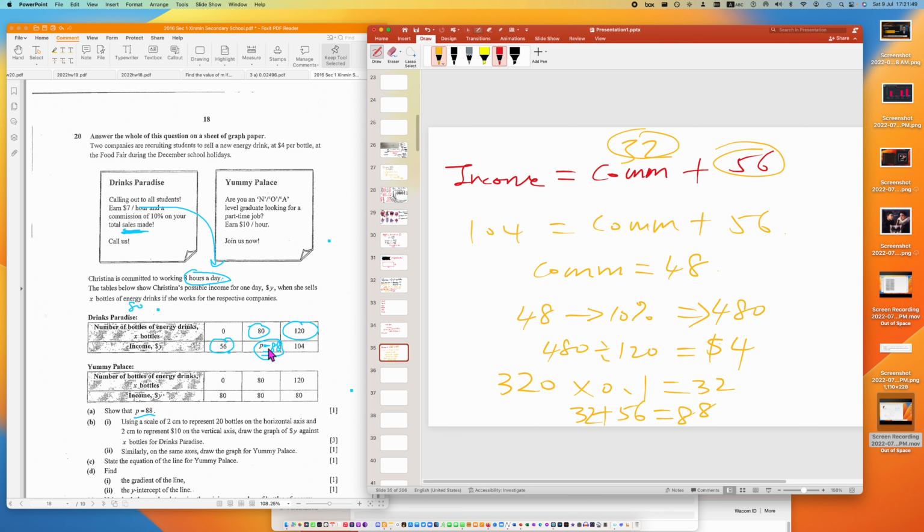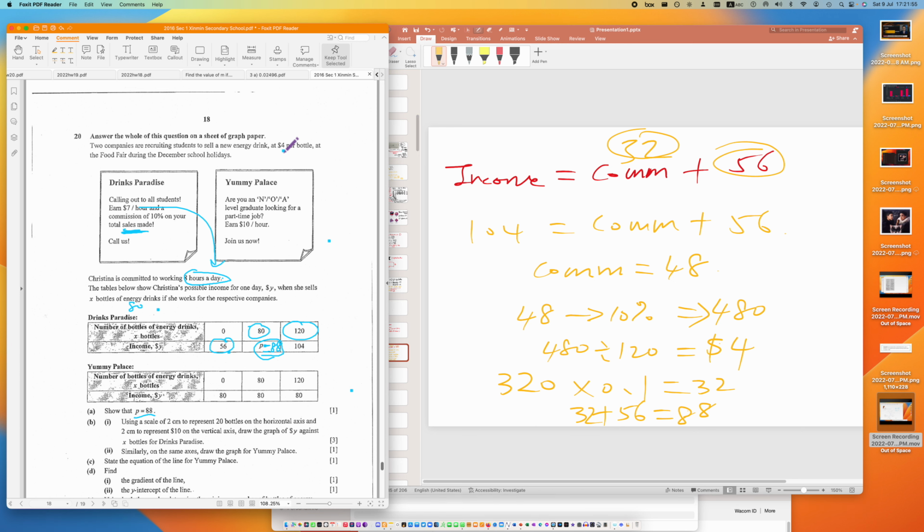They already gave $4. Oh, okay, never mind. What I'm trying to tell you is, even if they don't give it to you, you can somehow figure it out this way. Let's assume that they never give you, then you can figure it out this way. So it's 88.